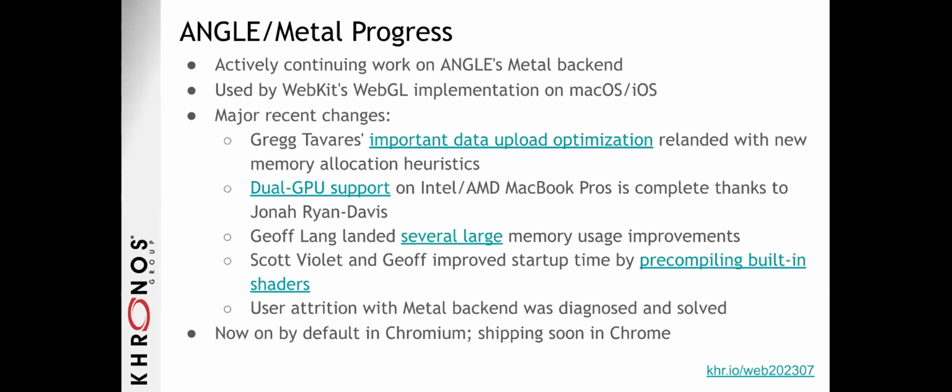The dual GPU support on Intel and AMD MacBook Pros is complete, thanks to Jonah Ryan-Davis. Jeff Lang, TL of the ANGLE project, landed several large memory usage improvements. And Scott Violet and Jeff improved startup time by pre-compiling built-in shaders. The user attrition problem that we told you about last time with the Metal backend was also diagnosed and solved. And this was actually a bug in the data collection, not in the Metal backend. So now the Metal backend is on by default in Chromium on Mac and will be shipping soon in Chrome. Very excited.